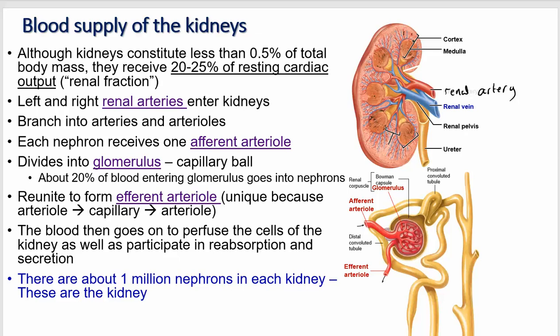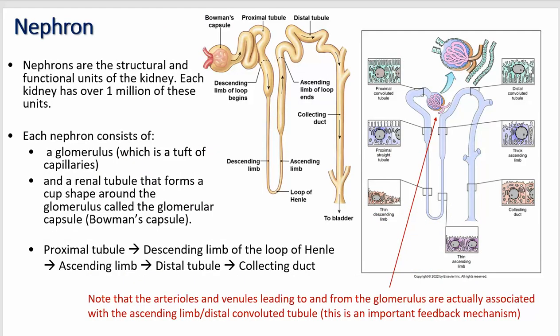Okay, so there are about 1 million of these nephrons in each kidney, and really, I say these are the kidneys, so that is what makes up the kidney structurally and functionally. Okay, so let's look again at this. So we have our efferent arteriole. I don't know which is which here. We have the Bowman's capsule, which has the glomerulus inside it, the little capillary ball.